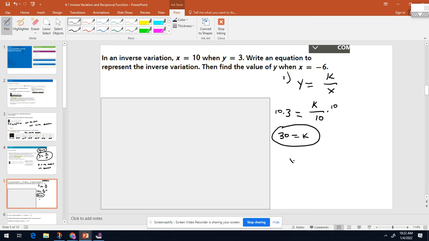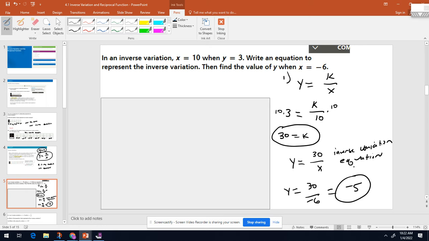So I'm going to go back to the problem that I wrote down, and I'm going to write the equation. So this right here is the inverse variation equation. The equation right here is y equals 30 over x. 30 is my constant of variation. So now I want you to find the value of y when x is -6. We just simply go y equals 30 over -6, and that would be -5.